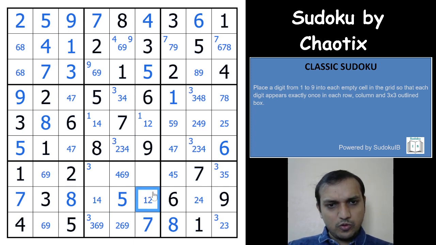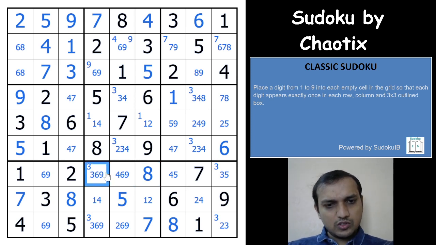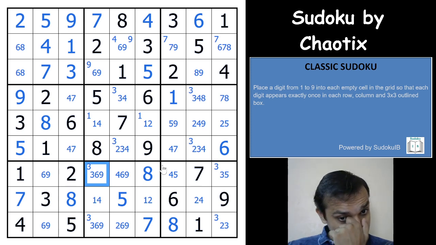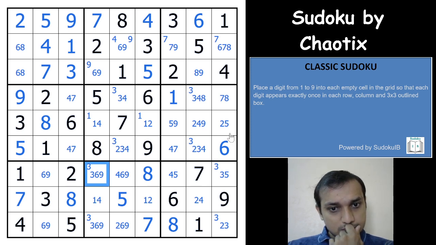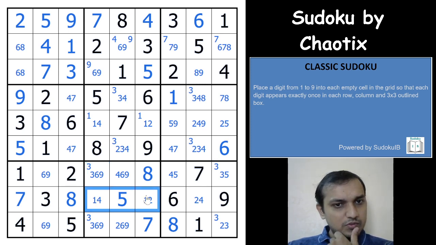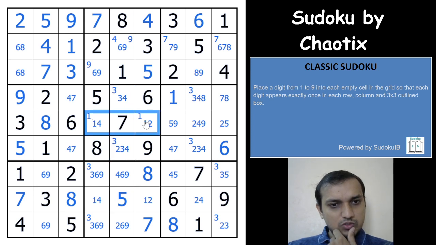So this cell cannot be a 4. You have a 1, 2 pair here, which means this cell is an 8 here. So this is 3, 6 and a 9. One is in one of these two cells. Again, one is in one of these two cells.